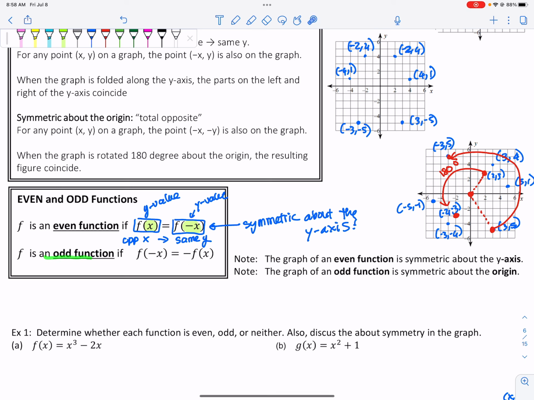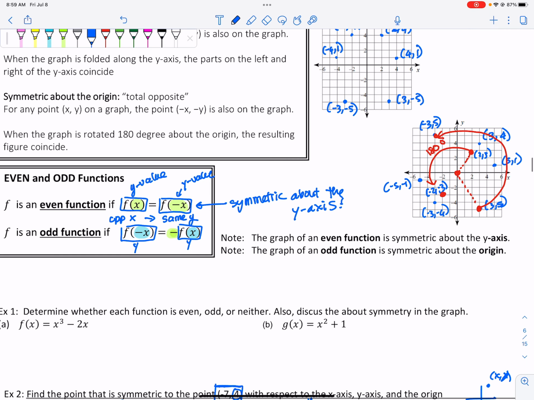Odd function: we have the function f is an odd function if f of negative x equals negative f of x. So again, this is the y value. But notice that on the right side, we have the opposite, the negative y value, instead of a positive y value. So for opposite x values, we have opposite y values.